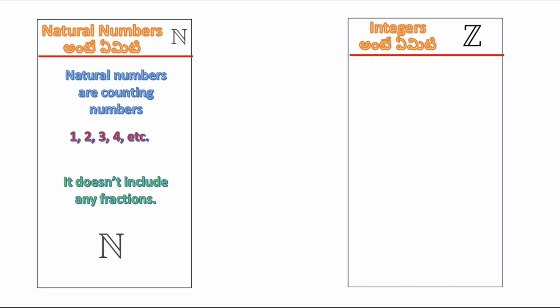When you come to whole numbers, that is the entire set of natural numbers, in addition to that is a zero. If we add it, you will get the whole numbers. So we are just adding the zero to the natural numbers, and we will get the whole numbers.